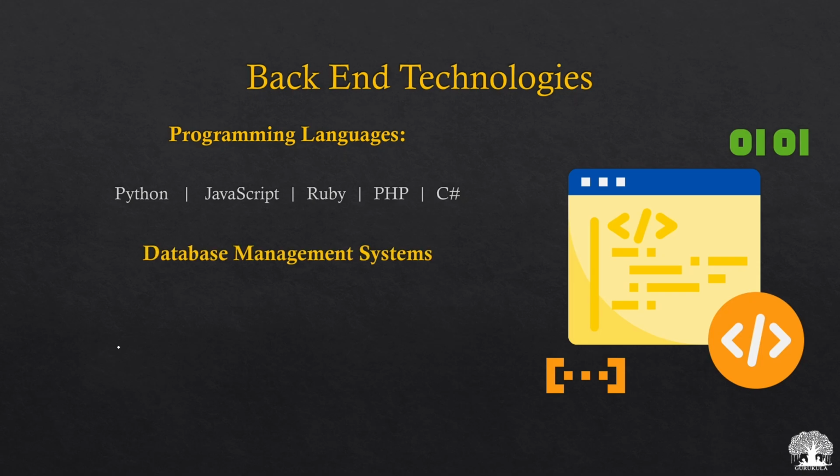And moving on, having the database management system, there are actually two types of database management systems. The first type of database management system is relational, and the second type of database is non-relational database.